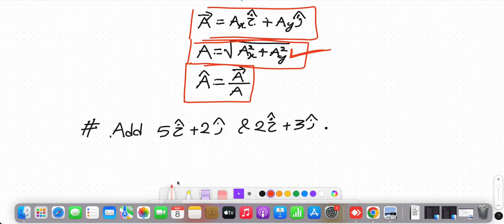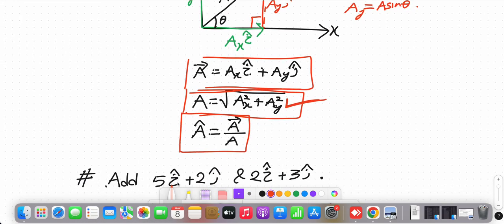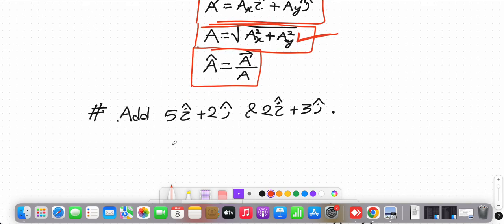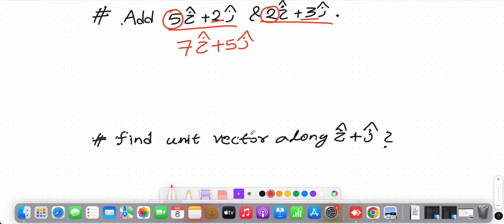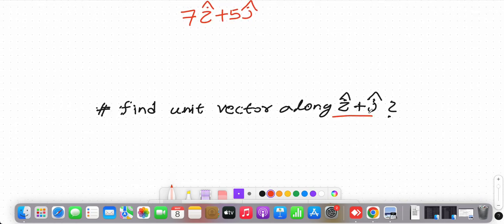Great. Now let me solve few examples. In this case, add 5 I cap plus 2 J cap and 2 I cap plus 3 J cap. So 5 plus 2 is 7 I cap, 2 plus 3 is 5 J cap. Find unit vector along this vector.